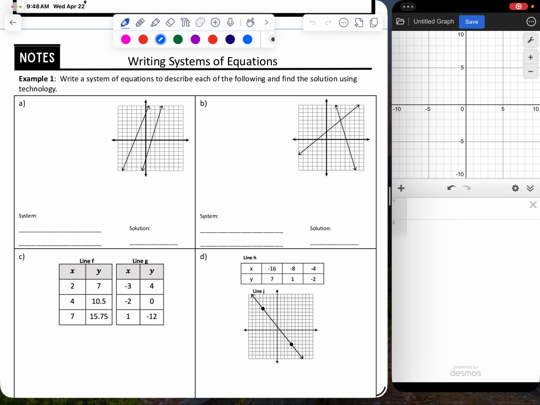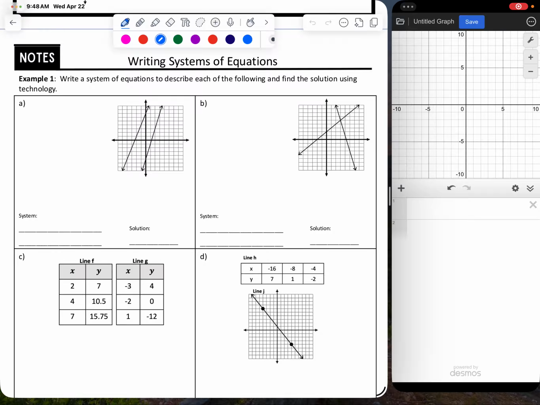In today's lesson, we will be writing systems of equations given a graph, a table, or a real-world situation. We will be using some of the skills you learned in previous units on writing equations of lines or tables or verbal descriptions. So let's start with example 1.